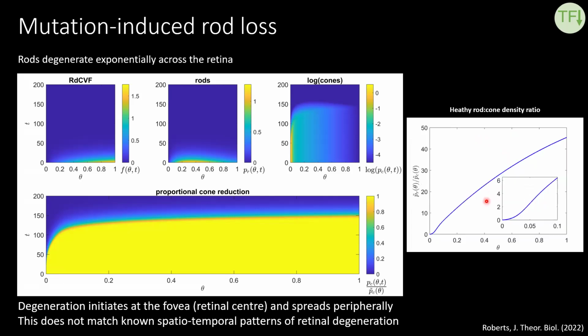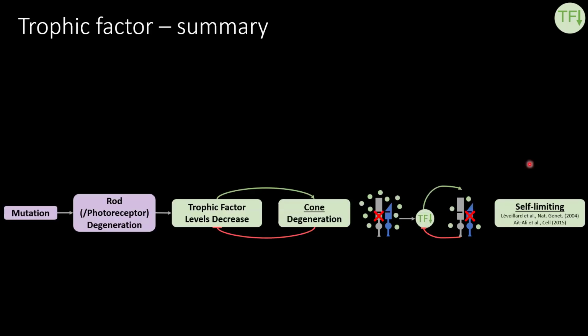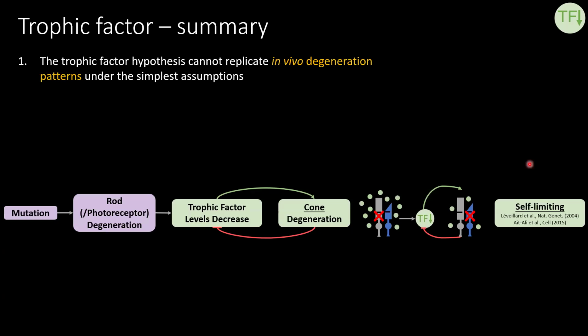In some ways, that's not surprising, though, of course, because if you think about the ratio of rods to cones, it's a monotone increasing function. It's lowest at the fovea, and it increases as you go out towards the ora serrata. And so this is based on that ratio. It's precisely, under the simplest of assumptions, the pattern that you would expect to see. The degeneration would start at the center and move to the edge. So to summarize this section, then, the trophic factor hypothesis cannot, under the simplest of assumptions, replicate the in vivo patterns of degeneration that you see in humans.